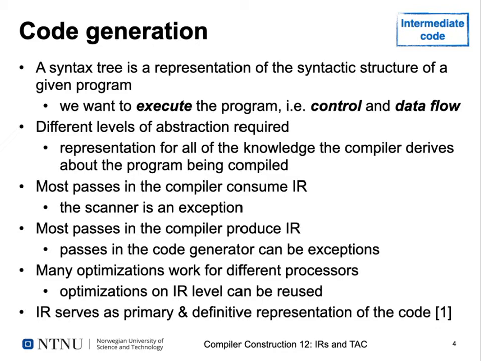So essentially, for every optimization we can implement on intermediate representation level, we know that this optimization can benefit a lot of different target processors. So not only the one we are currently thinking of, but maybe if we implement another backend, this intermediate representation is general enough so that the optimizations might also work for the other processors. So the intermediate representation in a compiler serves as the primary and also definitive representation of code.